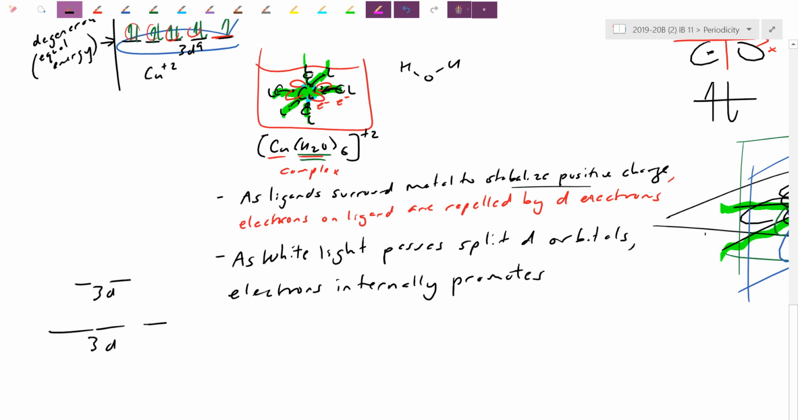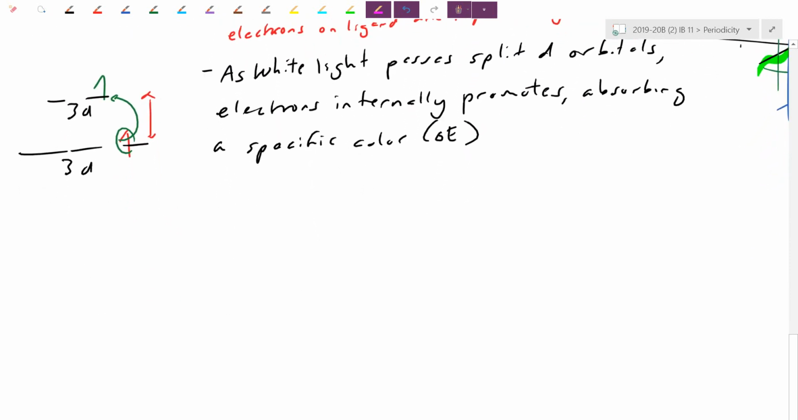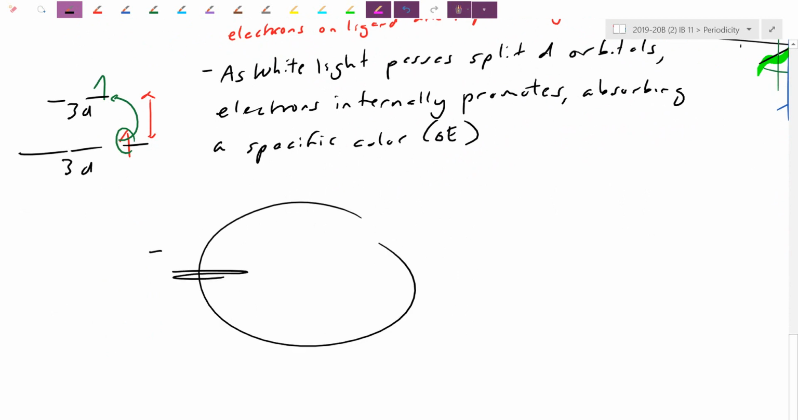These are d orbitals, these are also d orbitals, but if the energy is exactly right, the electron can actually absorb this radiation just like we did in chapter 2. We used electricity in chapter 2 to do this, but it absorbs one particular color. That color no longer makes it through. Electrons internally promote, absorbing a specific color. That corresponds to delta E. And what ends up happening here is, this is where your data booklet, it's a little funny, it actually gives you a color wheel. I'm told you're supposed to learn this in elementary school, and I never did, so I don't know.